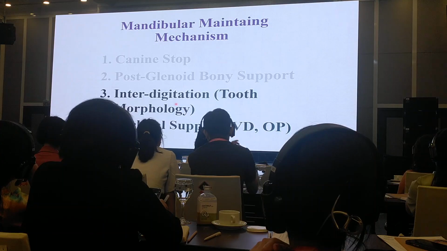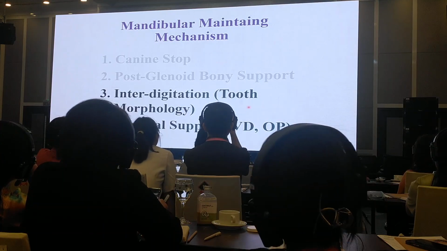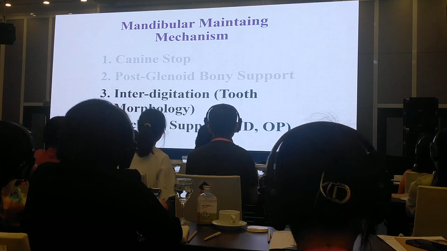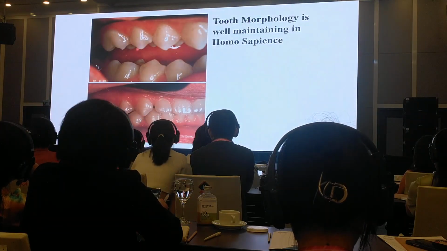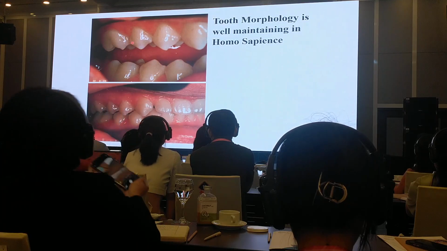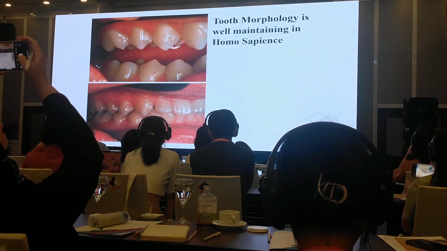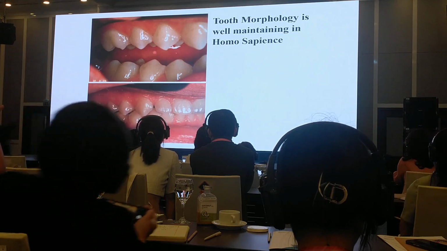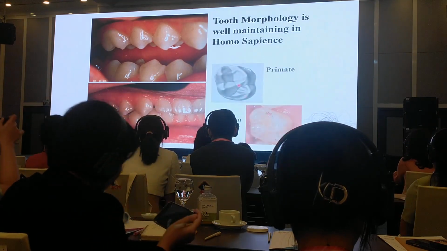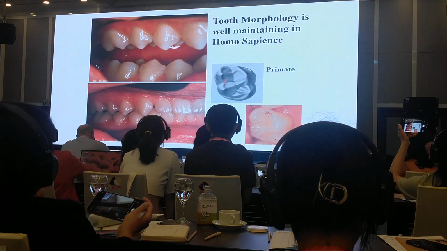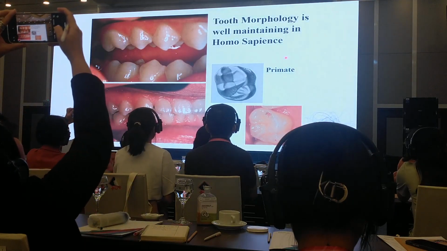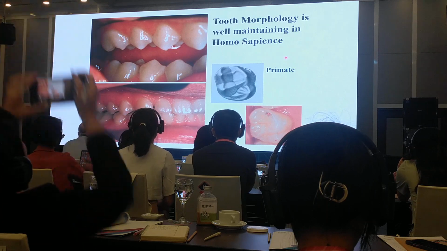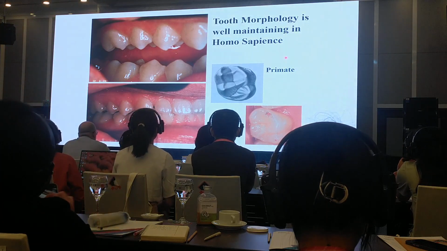Well, but tooth morphology, think about it. If you compare the primate and the human tooth morphology, this is pretty okay. Yeah? This is a human tooth structure, nice cusps and the fossa. If you compare primate and the human tooth morphology, we are maintaining tooth morphology nicely. Therefore, tooth morphology, no problem.